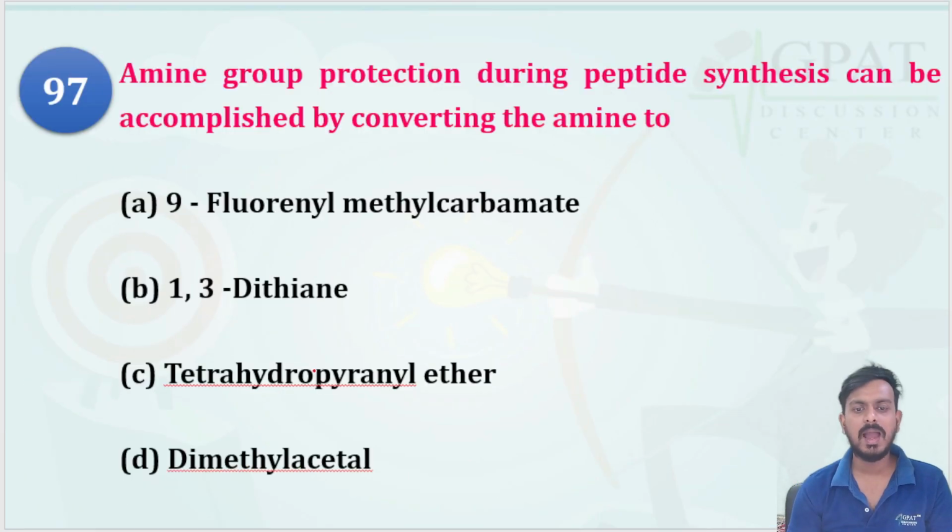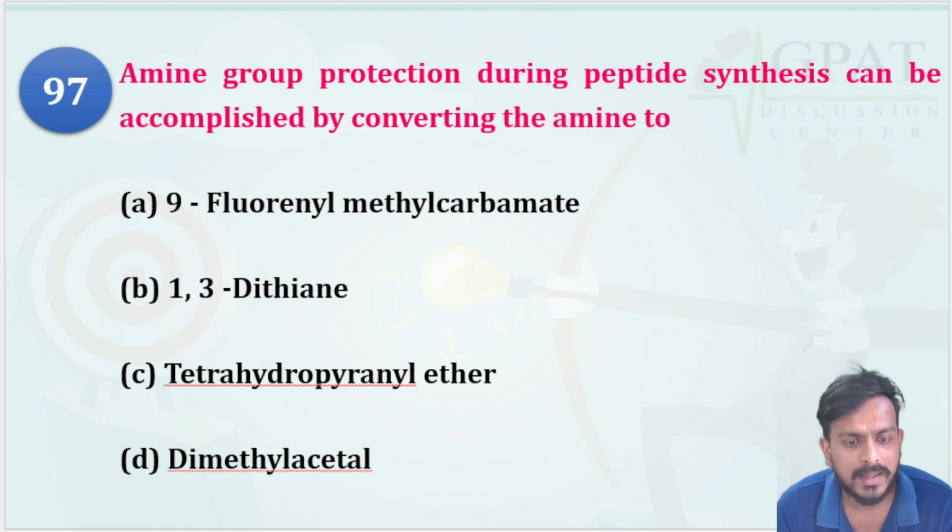Next question is amine group protection during peptide synthesis. Amine group protection during peptide synthesis can be accomplished by converting the amine to 9-fluorenylmethyl carbamate, 1,3-dithiane, tetrahydropyranyl ether, or dimethyl acetal. So the question is amine group protection during peptide synthesis. Which of the following will act as a protecting group for the amino group during protein synthesis?